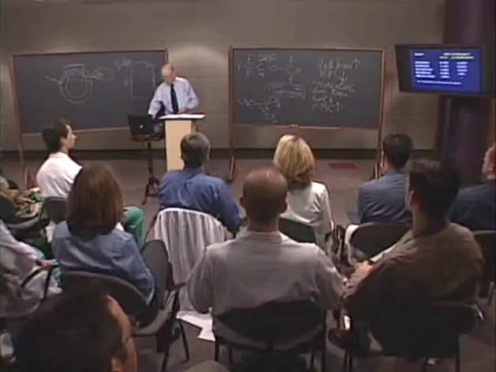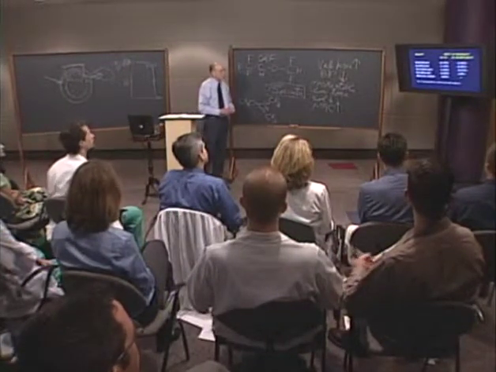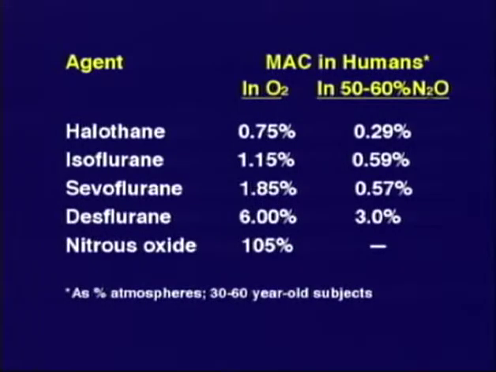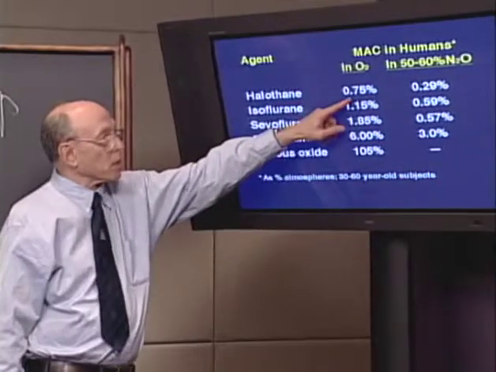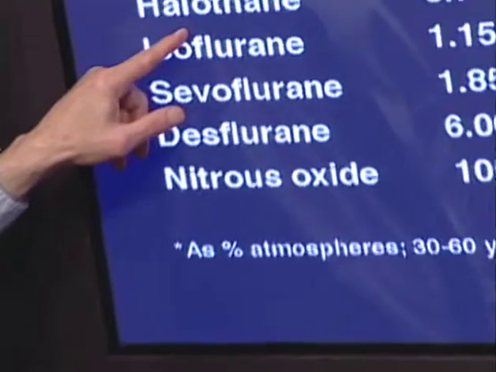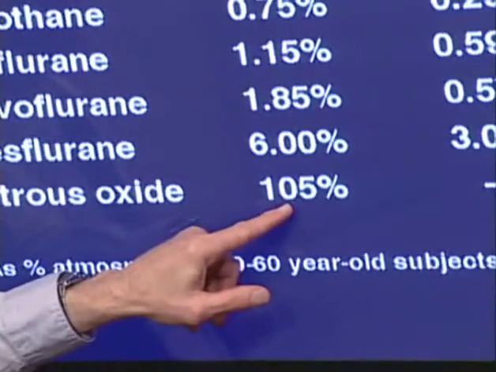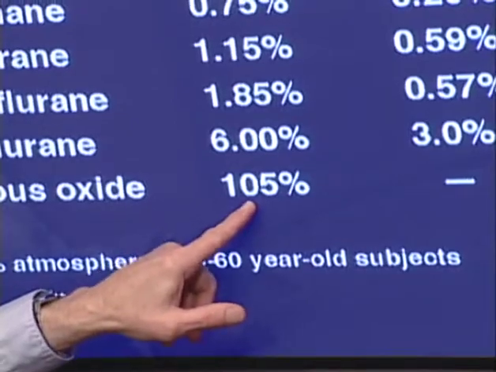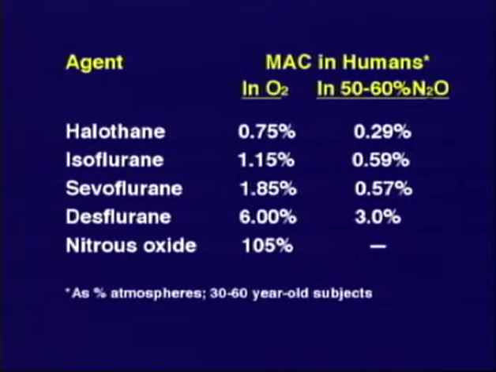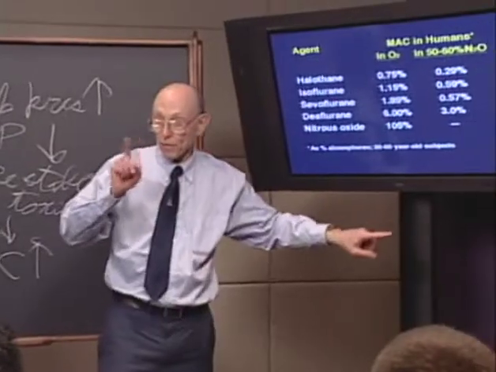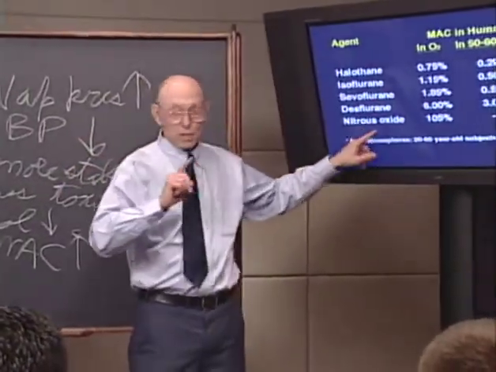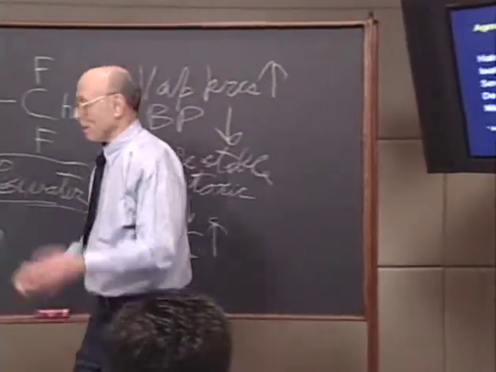Now here are the resulting values from determinations of MAC in humans. If you talk about the MAC values in oxygen, they range from a low of 0.75% for halothane to a high of 105%. That's of what? 105% of what? Hyperbaric chamber. In a hyperbaric chamber. So it's 105% of 1 atmosphere. Now, clearly, you can't give 105% of nitrous oxide unless you're willing to go down to Death Valley.